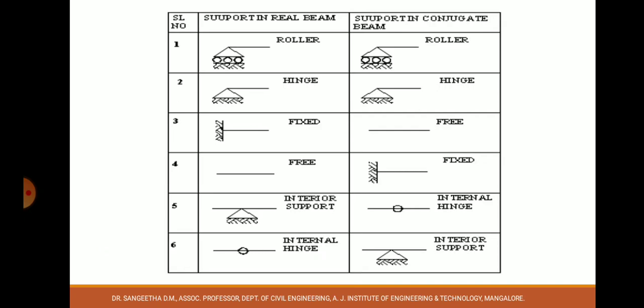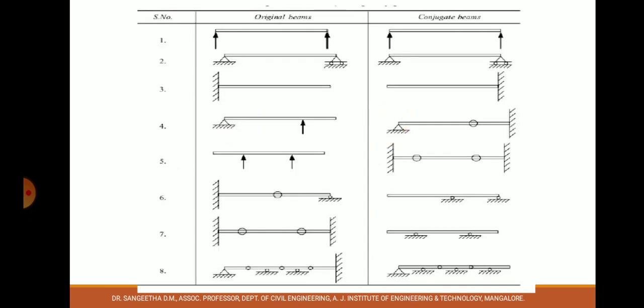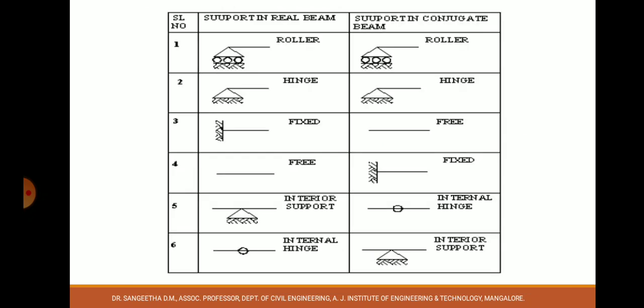If in a real beam there is a roller support, in the conjugate beam also it will be a roller support. In the real beam, if it is a hinge, in the conjugate also it will be a hinge. But in case in the real beam it is fixed, in the conjugate it is free. In case in the real beam it is a free end, it will turn to be fixed. In case in the real beam there is an interior support, it will turn into a hinge, an internal hinge. In case there is an internal hinge, it will turn into an internal support.